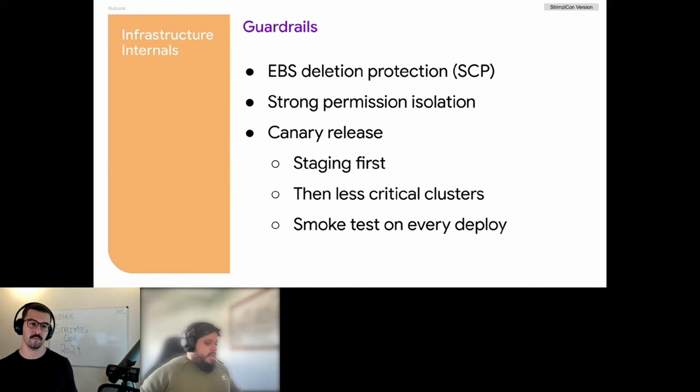And also we created some pipelines using a canary release methodology, updating first the staging and the lower criticality clusters, and iterating over this deploy using smoke tests to make sure the changes are safe to go to the new clusters. Next, please.